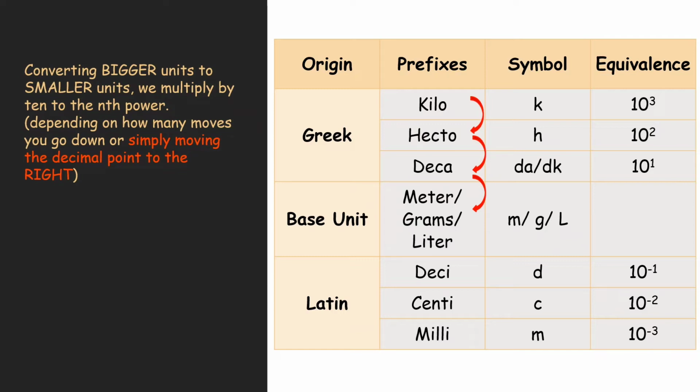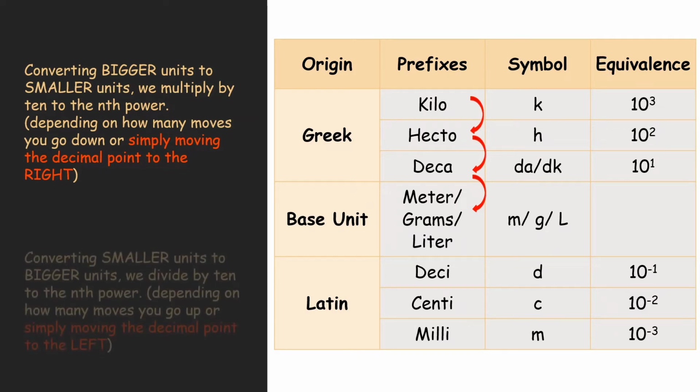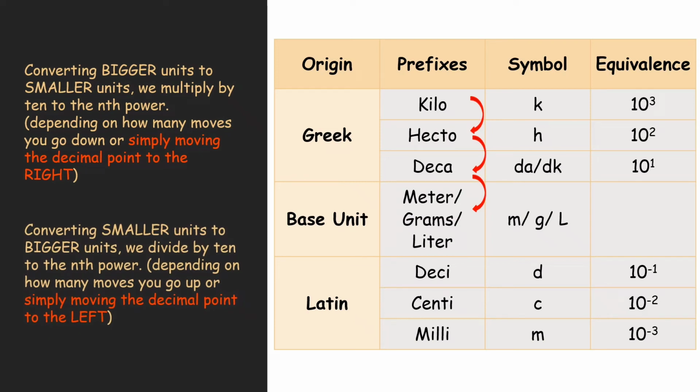For example naman in deci, centi, and milli. So we have 1 centimeter. How many equivalent meters are there? So for converting smaller units to bigger units, we divide by 10 to the nth power, depending on how many moves you go up, or simply moving the decimal point to the left.